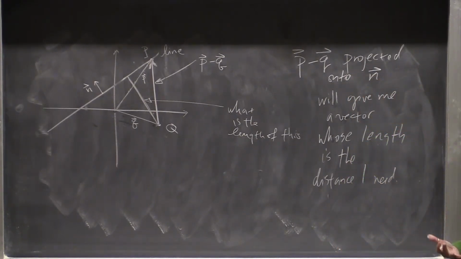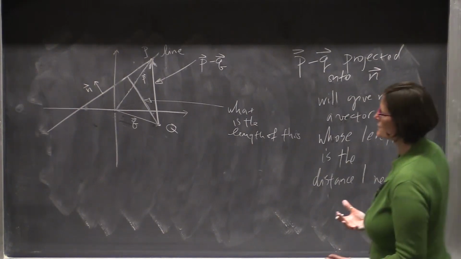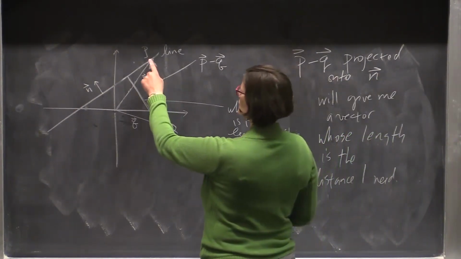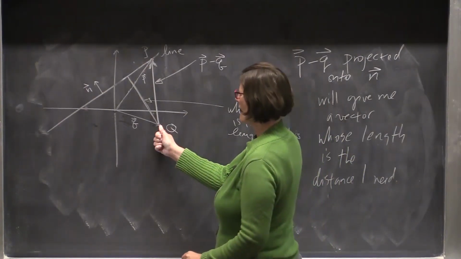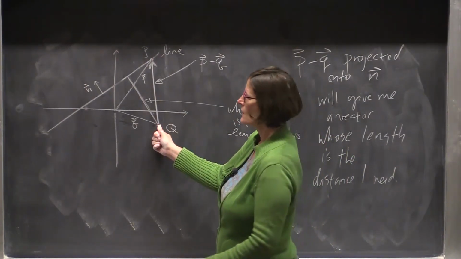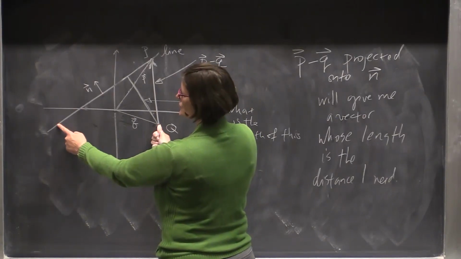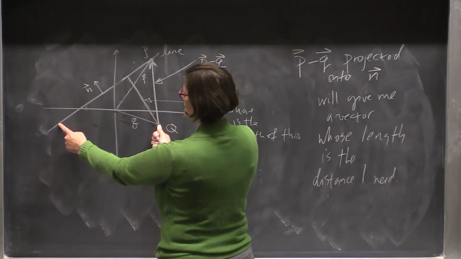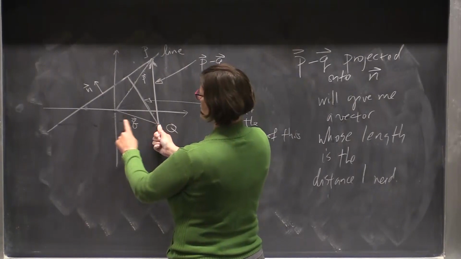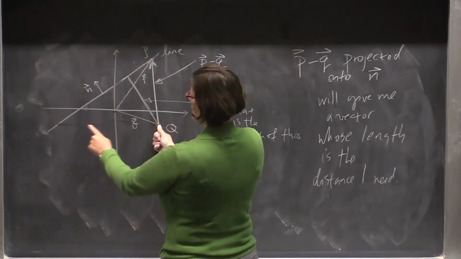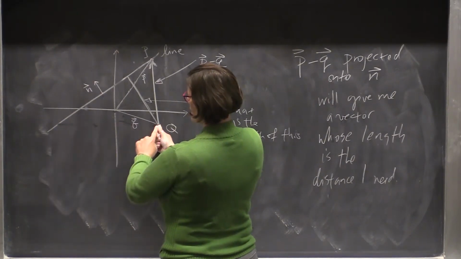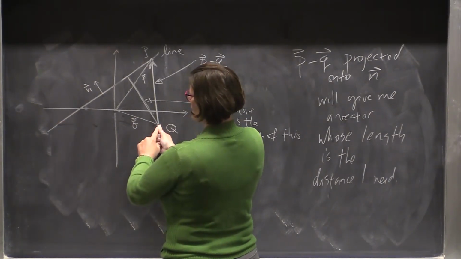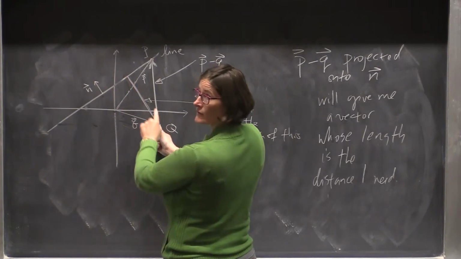Now, what's kind of mind-bending about this is each person in the class could choose a different point on the line. Everybody's got the same Q. One student in the class might choose this point on the line. That would give them this vector. But when they project that vector onto the normal, it's going to be this vector.